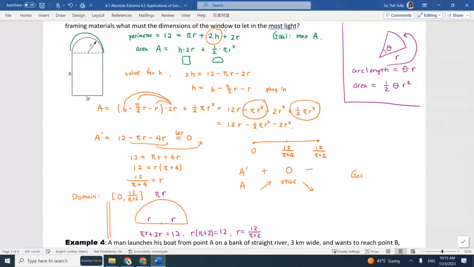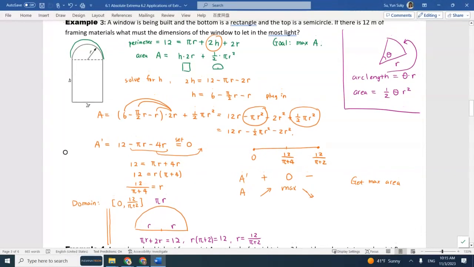Maximum. See? We get maximum area. Is that our goal? To get maximum? Yes. So it always matches our goal. Otherwise something is wrong, go back and check your work. So we get maximum area when r is 12 over pi plus 4.